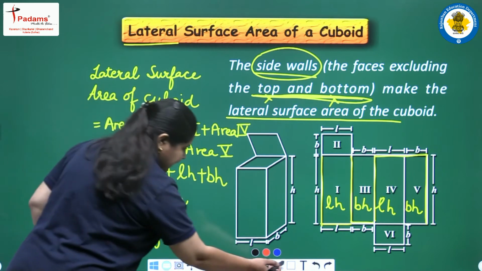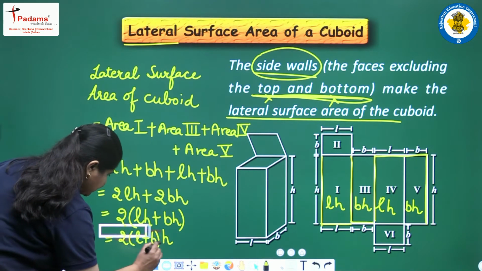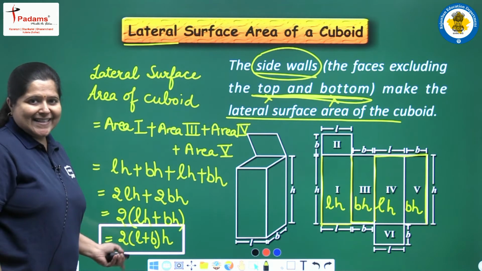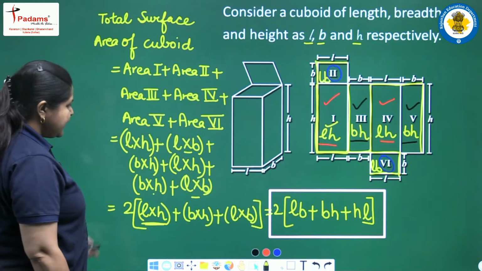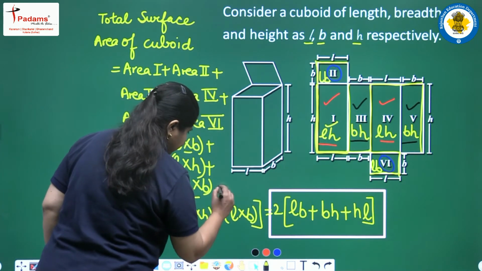And now this gives us the lateral surface area of a cuboid. This is an important formula. यहाँ हमने जब total surface area find out किया था, here also you can relate this one.